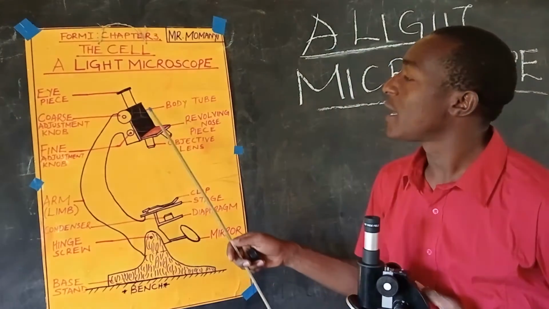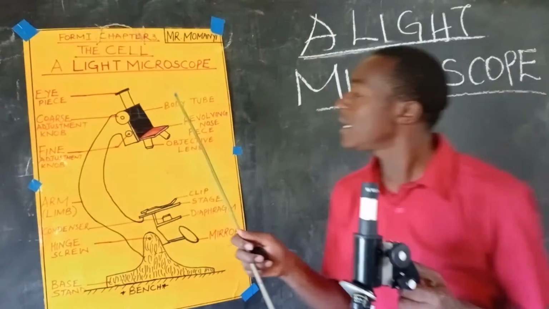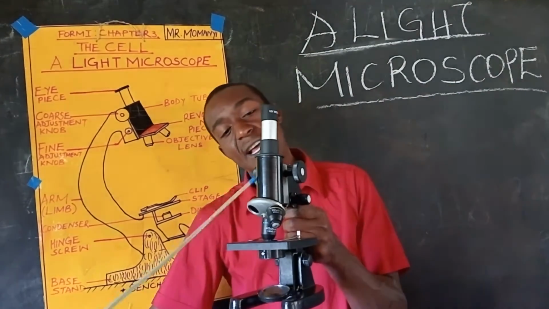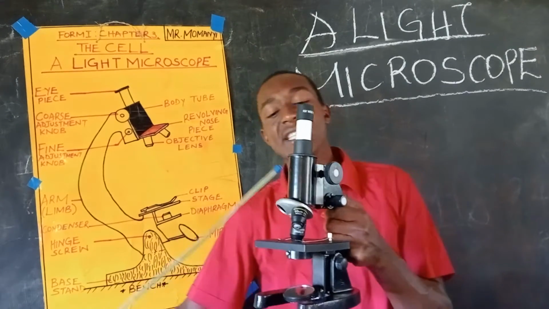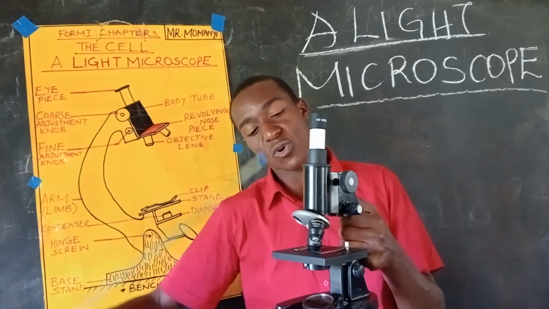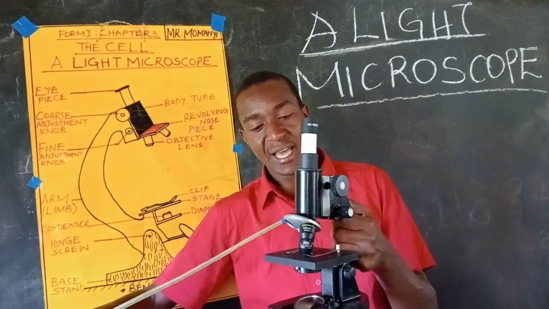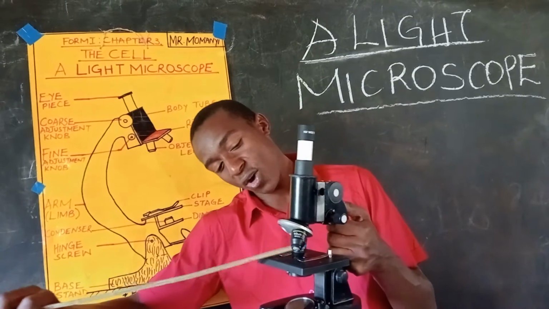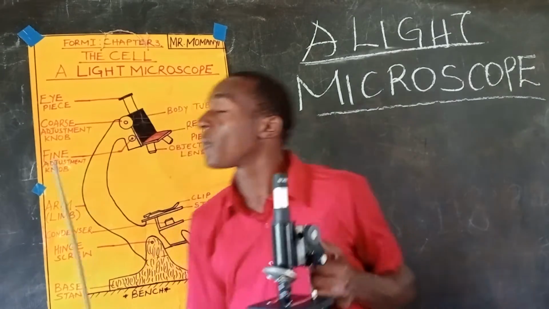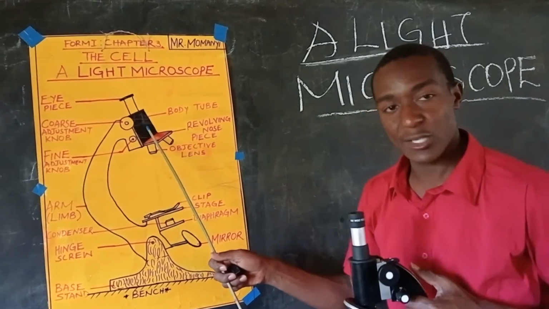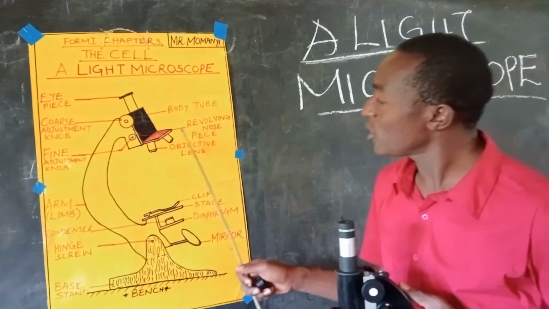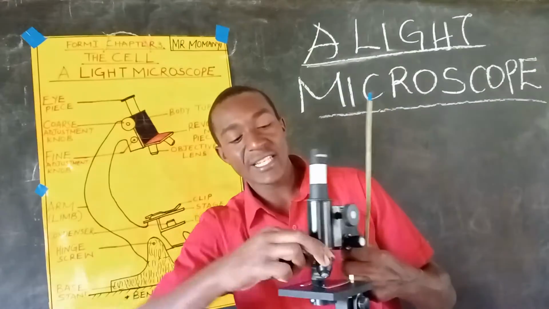Part number 2 is the body tube. The body tube is well represented in black on this diagram here, and we also have it here. The body tube is the one that supports, carries or holds the eyepiece lens and of course the revolving nose piece. And the revolving nose piece is where you can see the objective lenses. Of course our microscope has 2, but there's a space for fixing another one here. So the body tube holds the eyepiece and the revolving nose piece. The revolving nose piece, as the term suggests, it revolves.